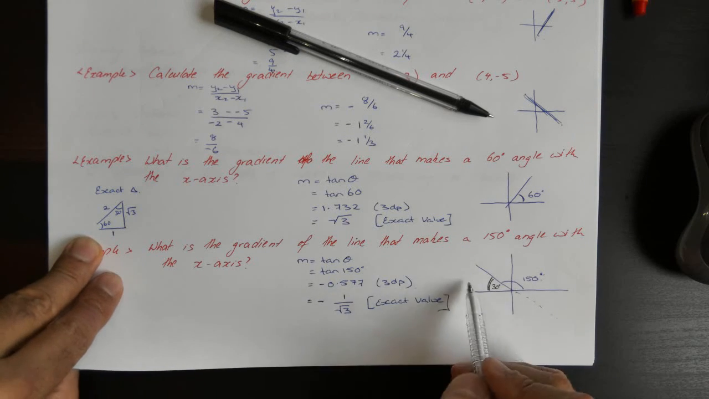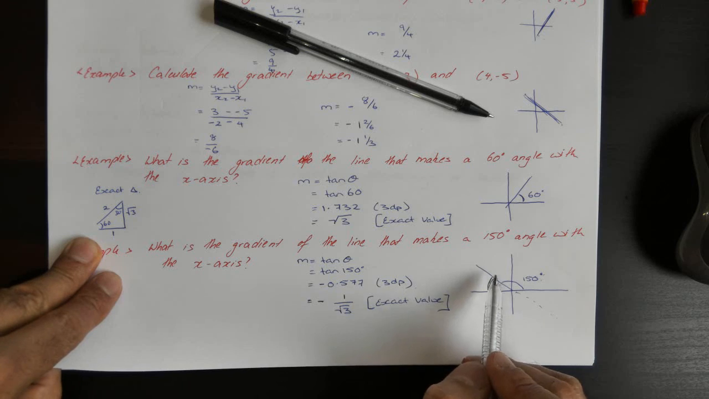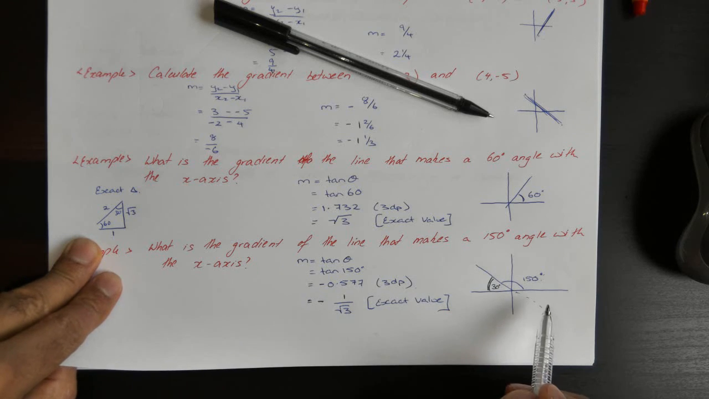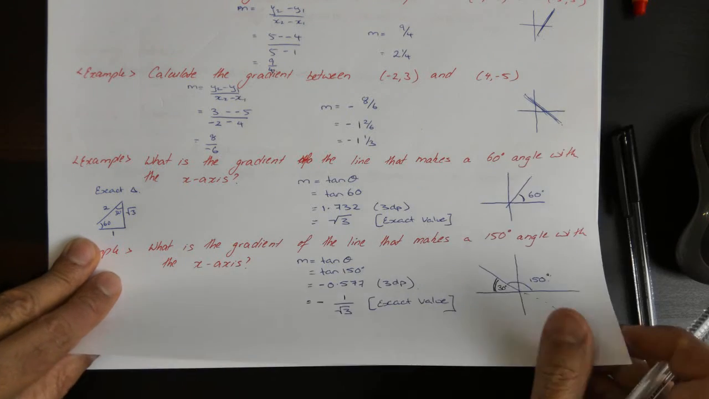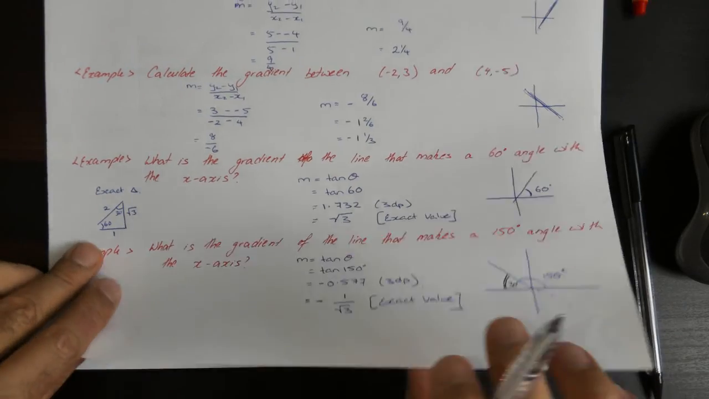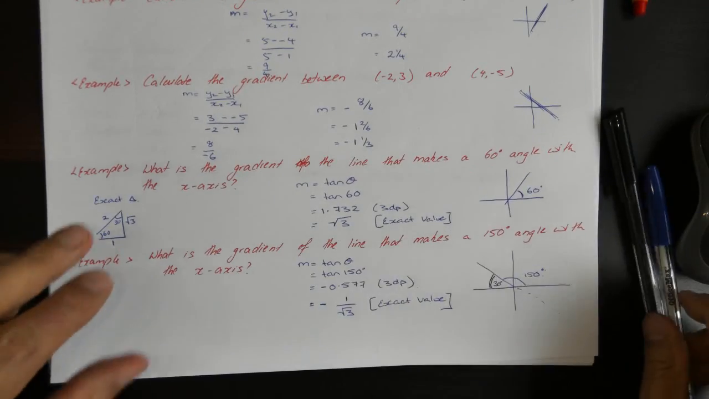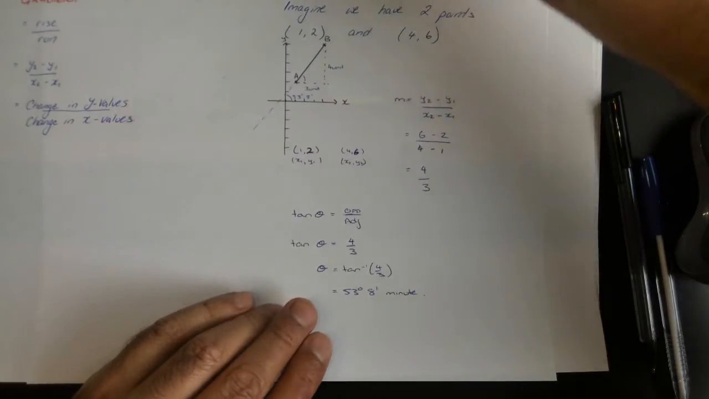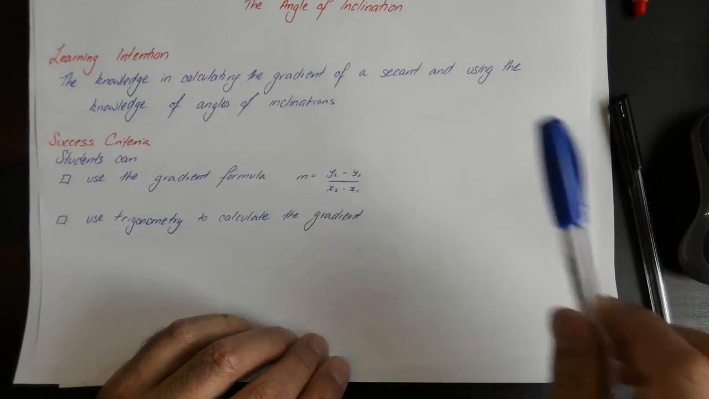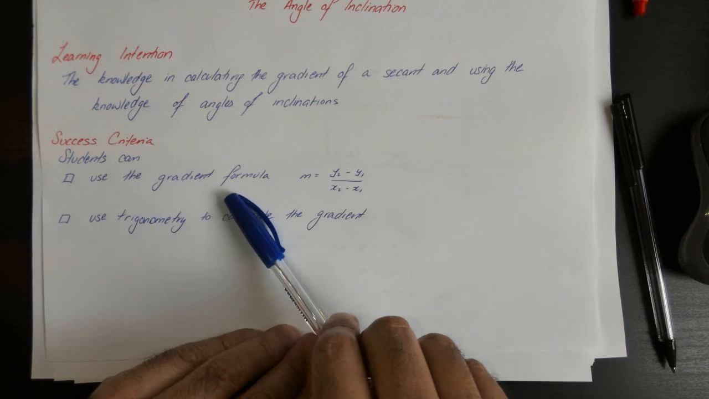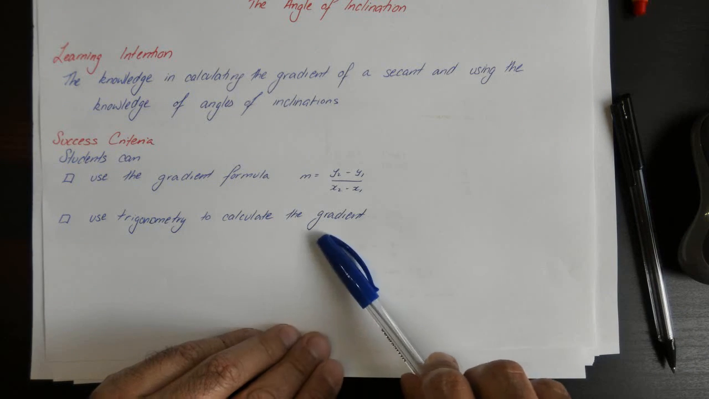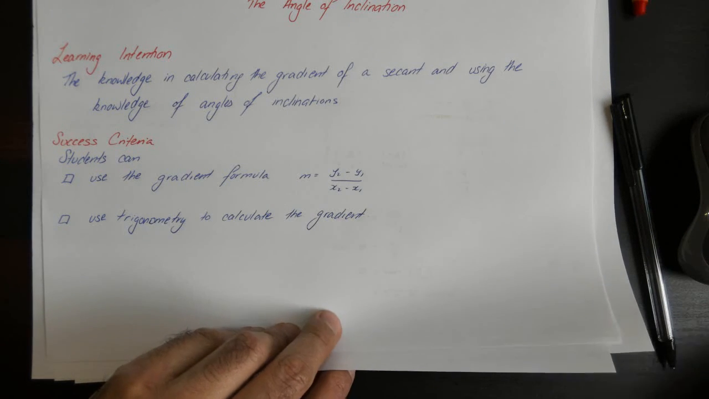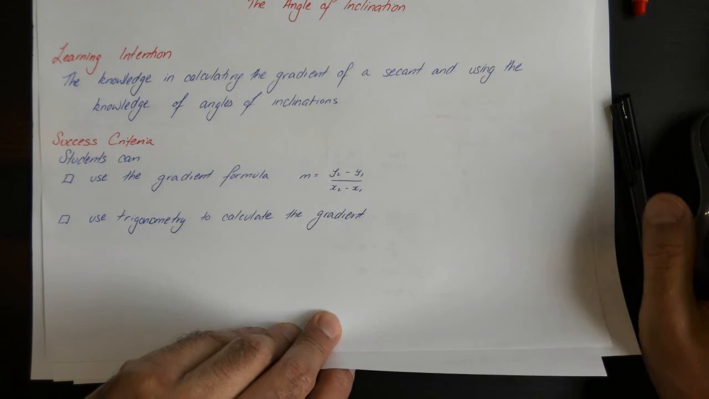So just be careful with the negative quadrants. Most of the time it should work, but just be a little bit careful about that. Okay, so to be successful in calculating gradients, you need to know the formula, and you need to be able to use trigonometry to calculate the gradient. Okay, thank you.